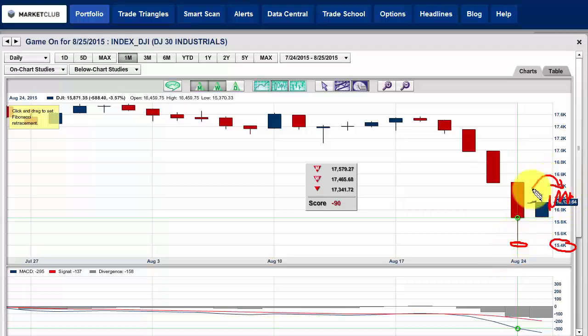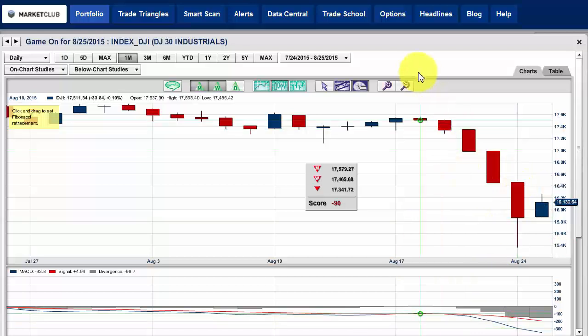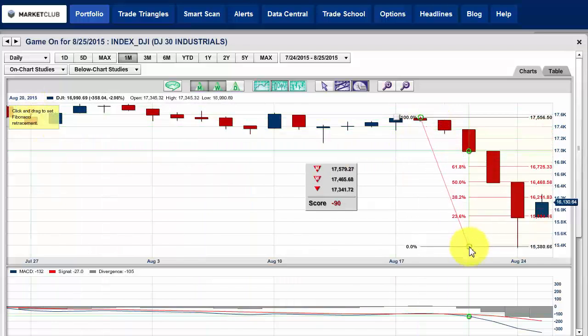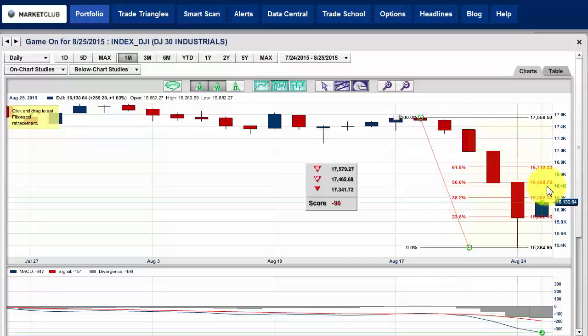So the question is, how far could a dead cat bounce get? We're going to clear the screen and look at our Fibonacci tool, which is right here. You click here and it shows you a little yellow box, showing you it's live. I'm just going to draw it from the very highs down to the lows, and you can see right there we've got a 50% correction at 16,460 and a 62%, or 61.8 to be correct, at 16,719.